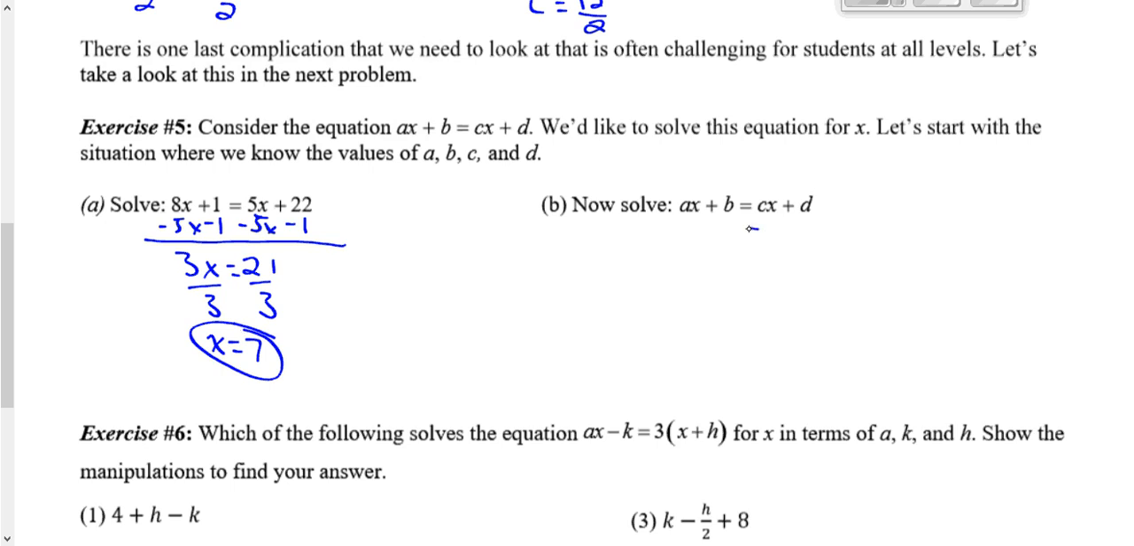Subtract the b and subtract the cx. Yeah, let's do it. We'll do them both at once. Then minus b, just like I did over here. This was 8x minus 5x. I don't know what it is, so it's just going to be ax minus cx, equals, that goes away, d minus b. What should we do now?